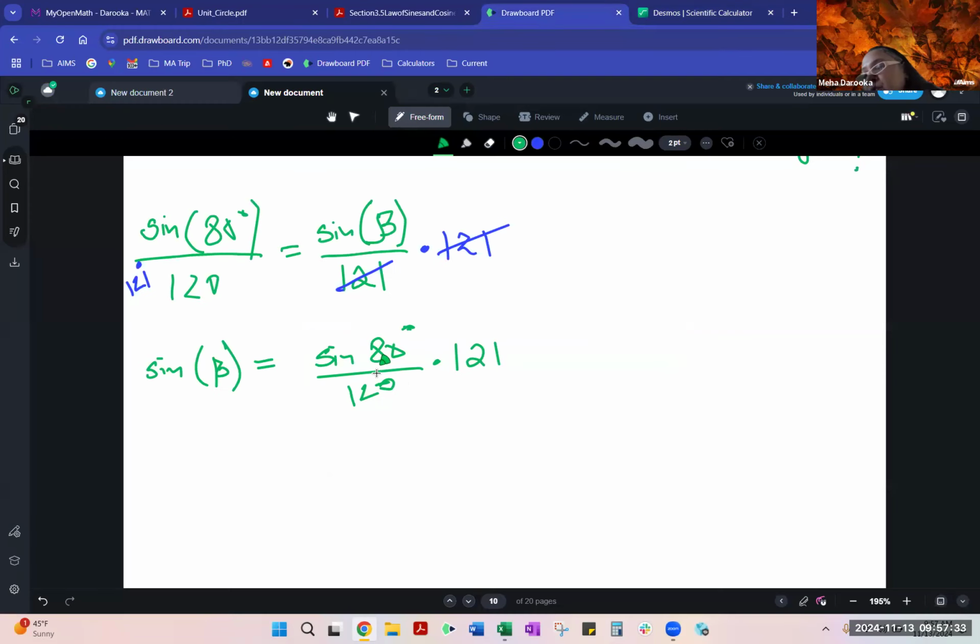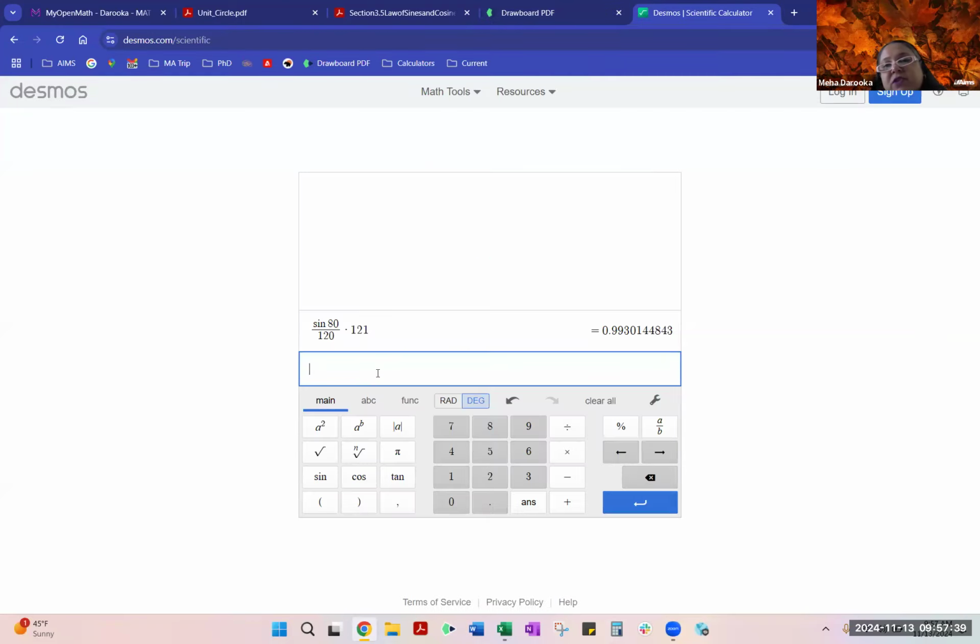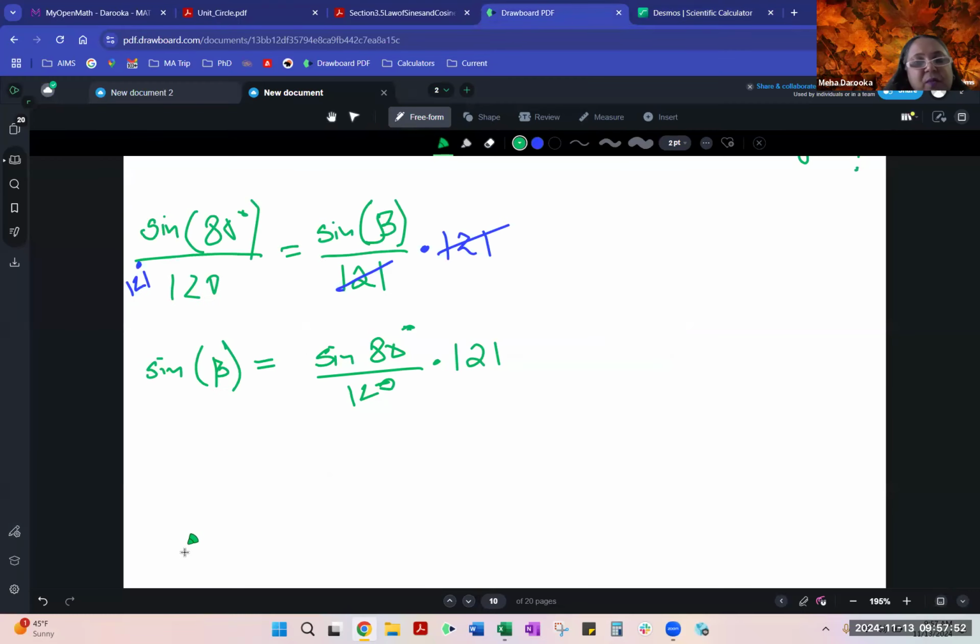So you want to make sure, because obviously to get beta, we are going to have to use the sine inverse function, right? To find out what angle beta will be. So we want to make sure that this answer that we come up with, before you do the sine inverse function, is going to be a value between -1 and +1. So since this guy works out, we can now go ahead and say, to get beta by itself, we are going to use the sine inverse function.